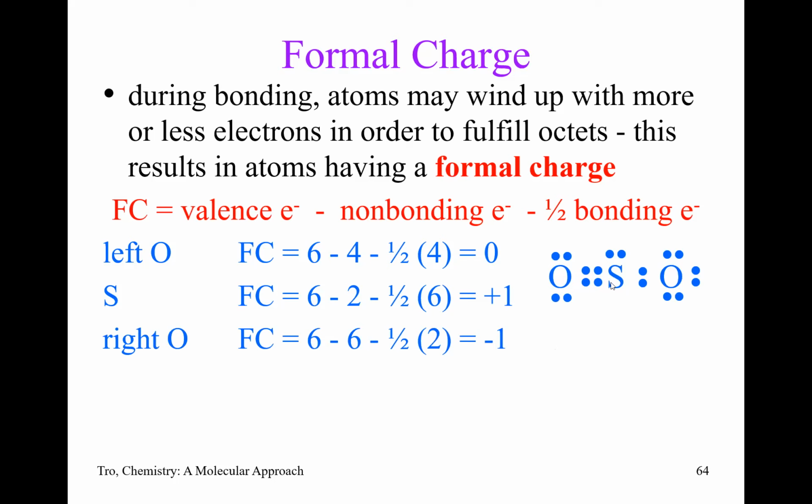And so here we have the sulfur has a double bond and then a single bond. So 6 bonding electrons and only the 1 lone pair. And so this gets a +1 associated with it. And then the other oxygen has a -1.